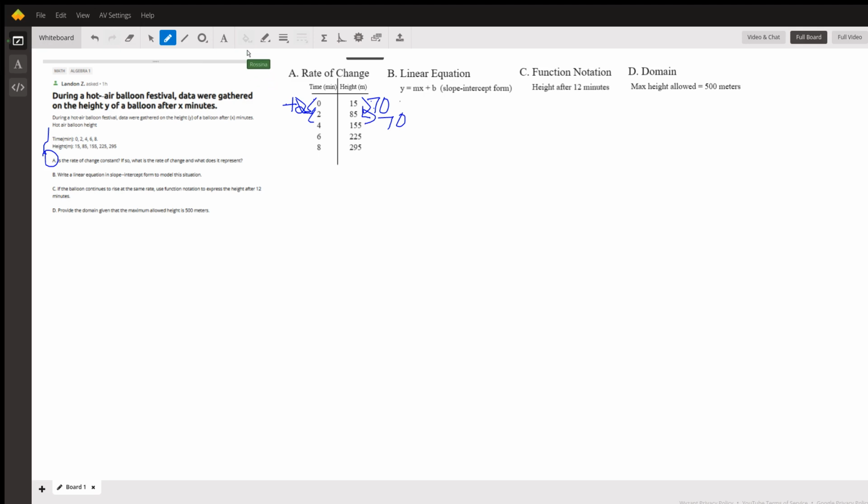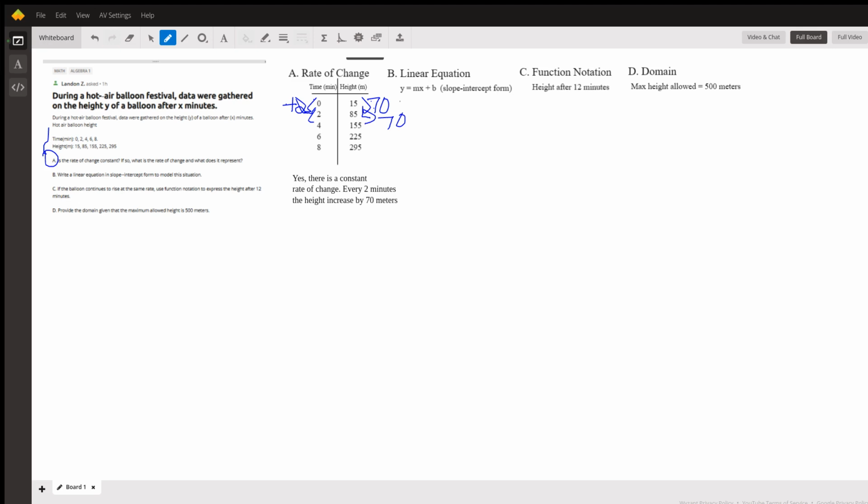Okay, I'm going to actually type this. I think it might be a little bit better. So we have yes, constant rate of change. There is a constant rate of change. In plain English, every 2 minutes, the height increases by 70 meters.